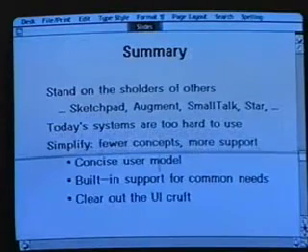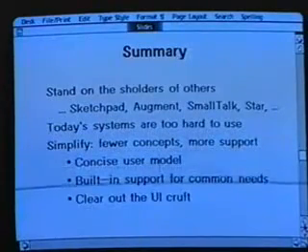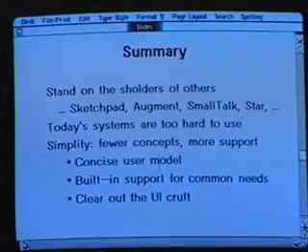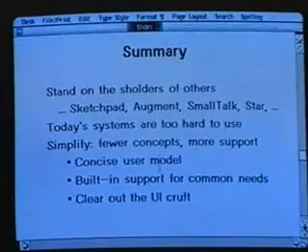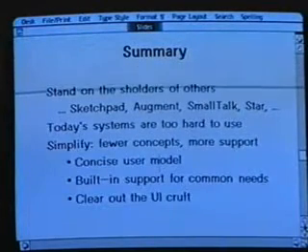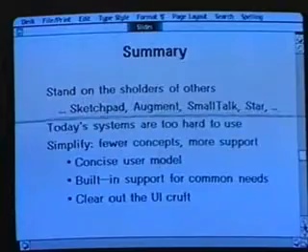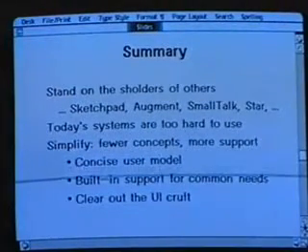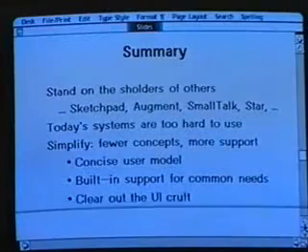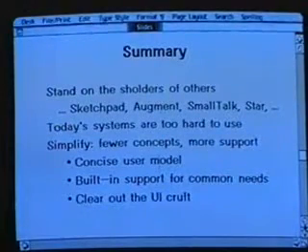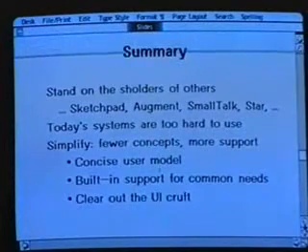We hear a lot of people saying that today's systems are too hard to use. And we've been working at this for 20 years, so how come? Well, we need to make sure that we keep them simple. We can do that by, one, having more concise, more direct, simpler user models and sticking to them. We can do that by putting in built-in support for common operations such as the storage management and the context switching that I showed you. And lastly, we can clear out some of the UI cruft.